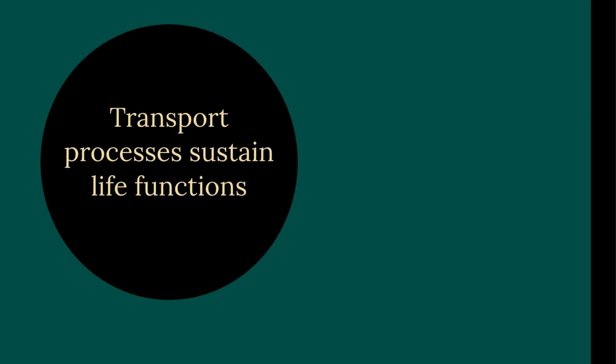Transport processes obtain oxygen, water, and nutrients. They remove waste and maintain stable conditions. These processes generate energy for metabolism. They enable specialized functions like nerve signaling. Without them, complex organisms couldn't exist.